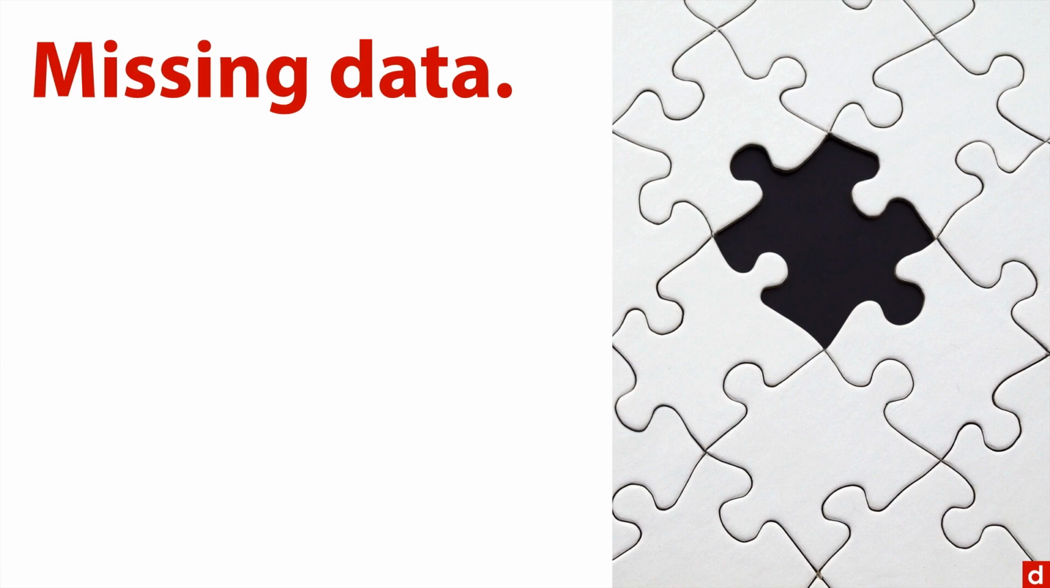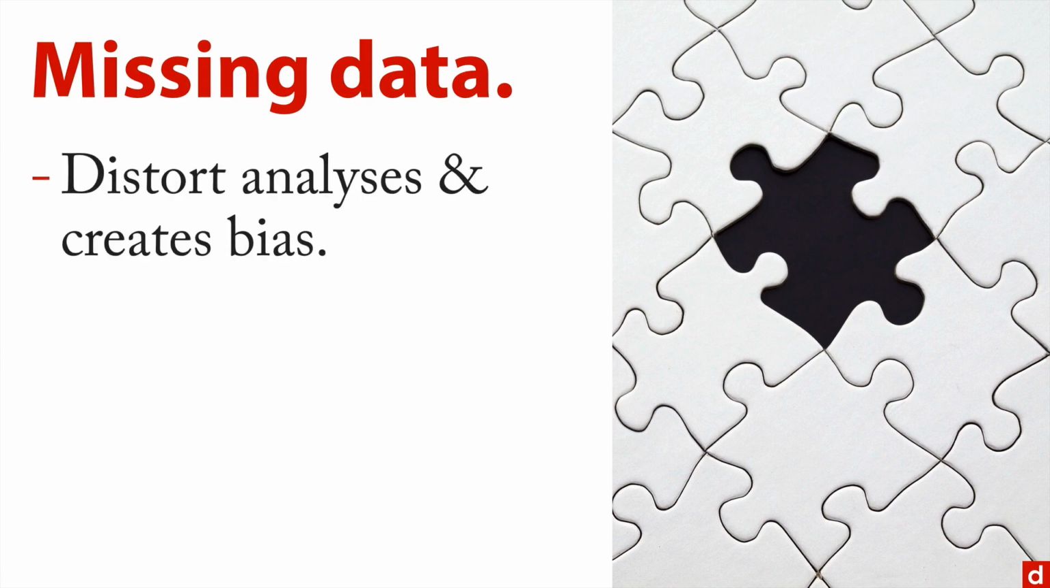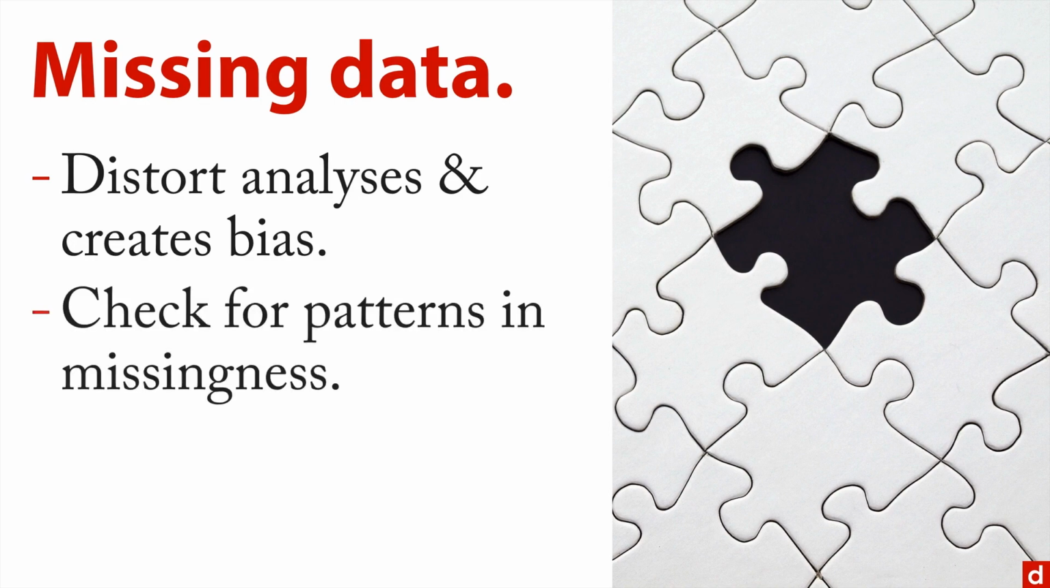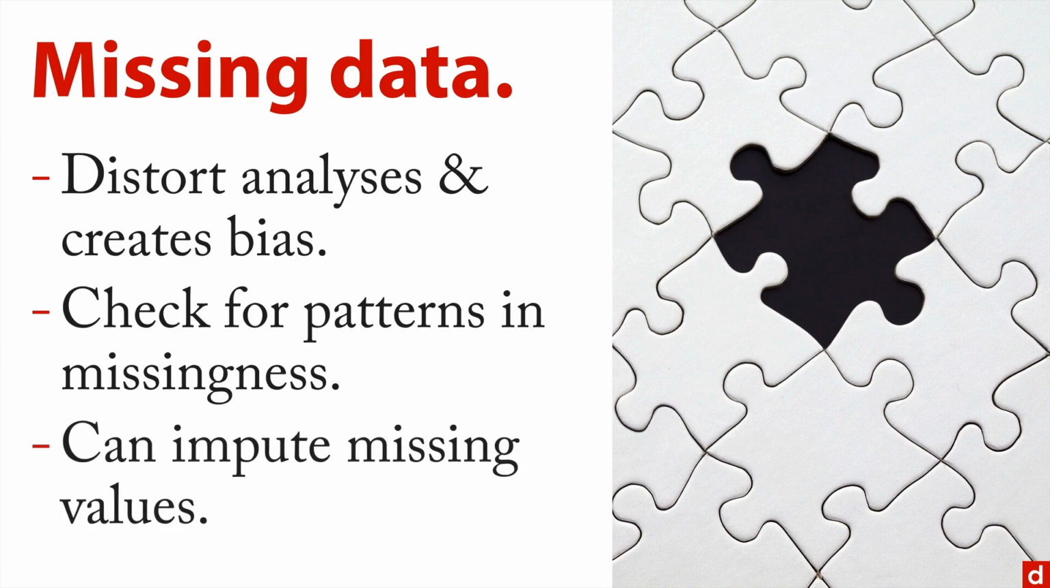Finally, there's the problem of missing data, and this is a big problem. Missing data tends to distort analyses and it creates biases if it's a particular group that's missing. And so when you're dealing with this, what you have to do is actually check for patterns in missingness. You create a new variable that indicates whether a value is missing, and then you see if that's associated with any of your other variables. If there are no strong patterns, then you can impute missing values. You can put in the mean or the median. You can do regression imputation, something called multiple imputation, a lot of different choices. Those are all more technical topics that we'll have to talk about in a later, more technically oriented series.